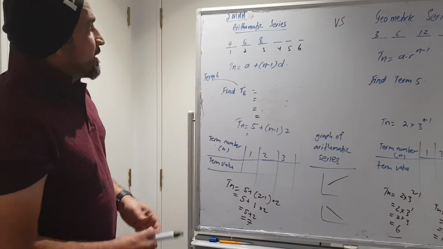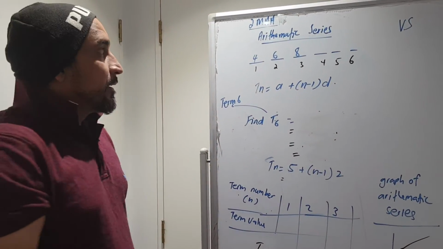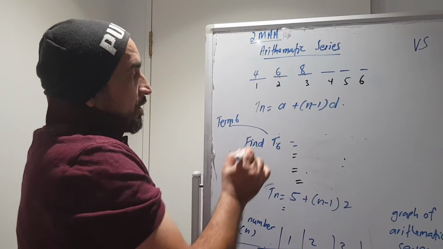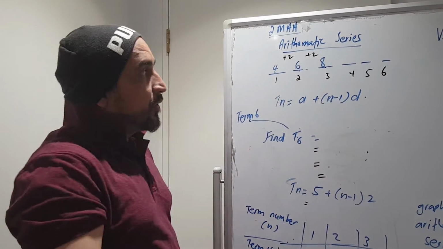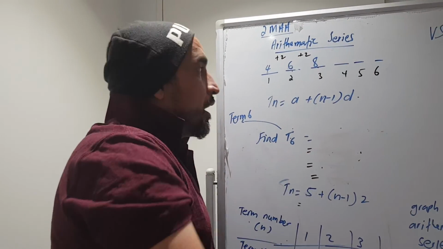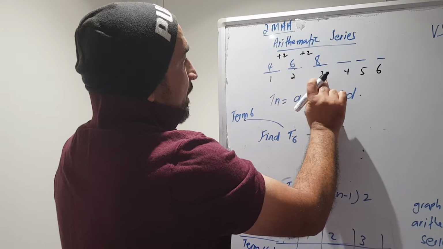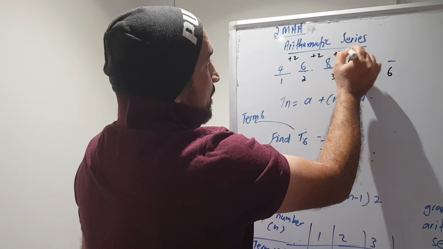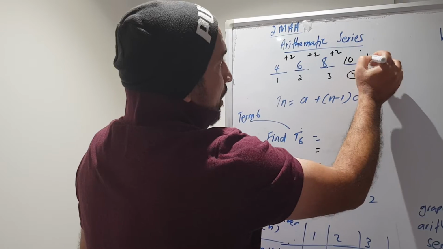Arithmetic series, guys, is to do with addition and subtraction. Like I said, 4, 6, 8. What's the common difference? Common difference is plus 2. Can you see? Plus 2. So this is term 1, term 2, term 3. The next term, term 4, will be 10 because 8 plus 2 is 10. Term 5 will be 12.